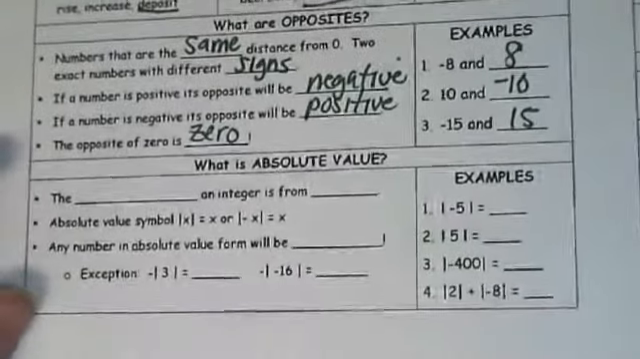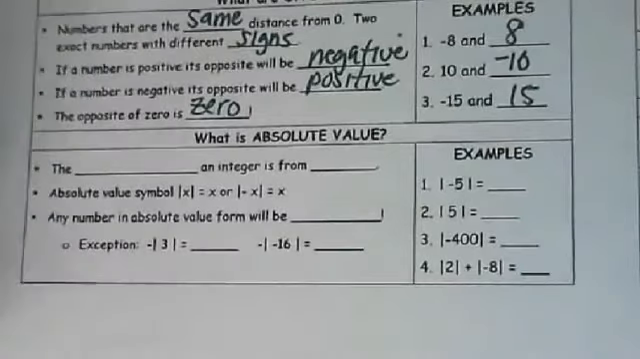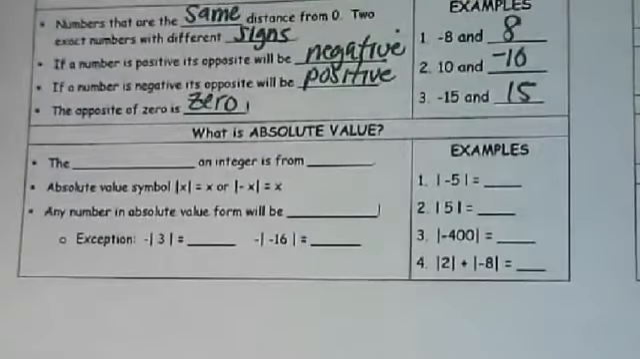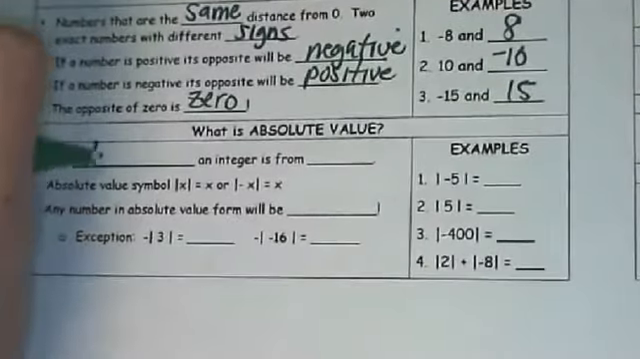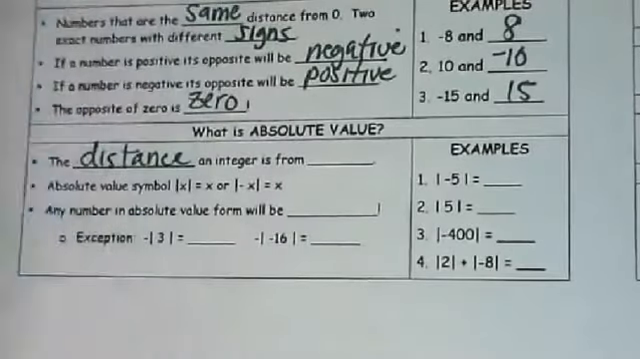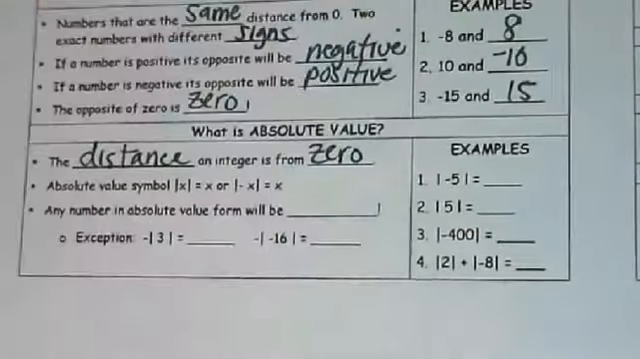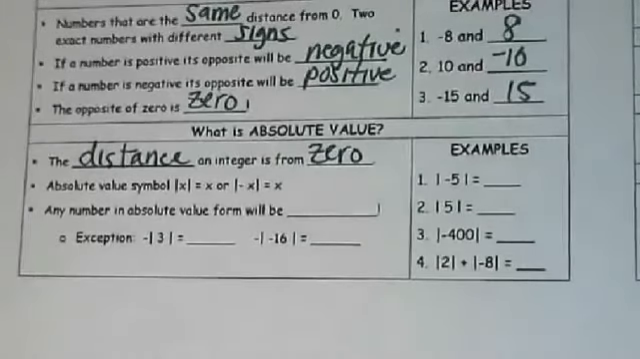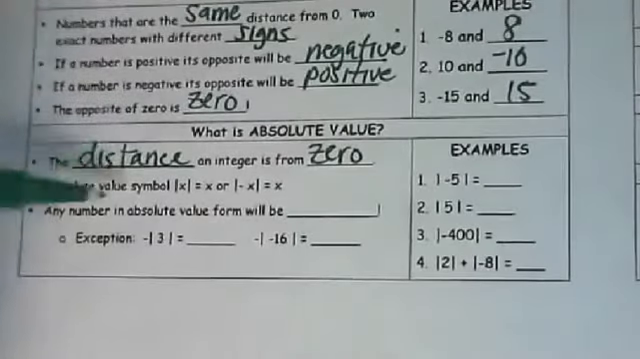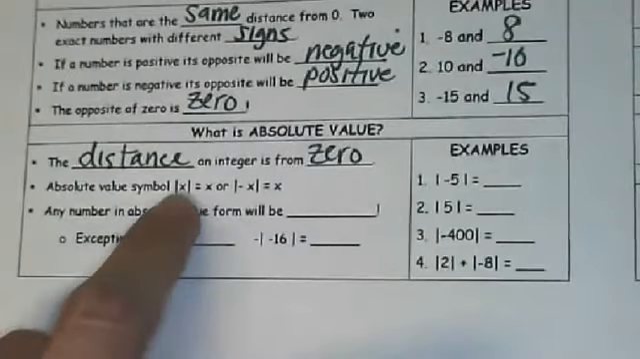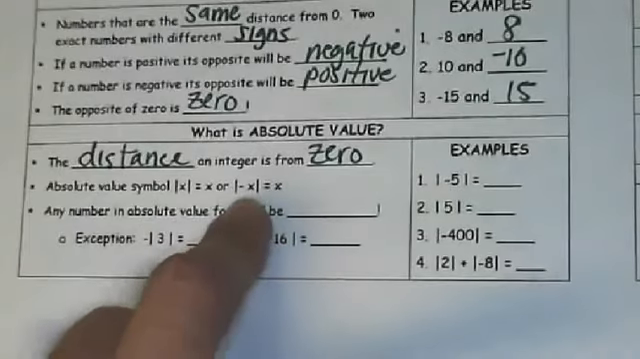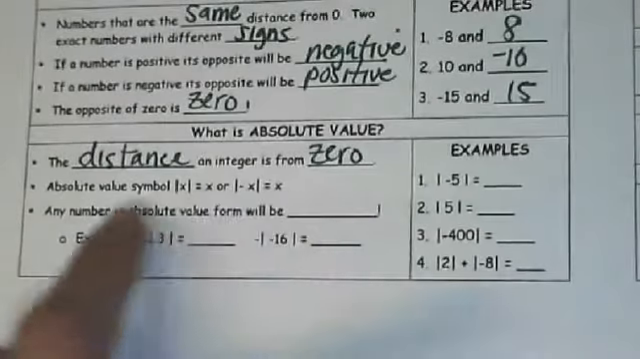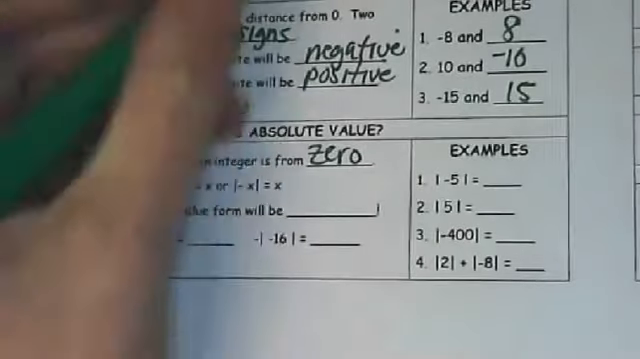Absolute value. So don't confuse. We also talk about absolute value this week in our warm-up. So absolute value. Don't confuse opposites with absolute value. Absolute value is the distance an integer is from 0. Remember, I told you that distance is always positive. So that means the absolute value of any value inside those absolute value symbols is always positive. So if I have a positive number inside my absolute value symbols, it's going to be positive. If I have a negative number inside my absolute value symbols, it's going to be positive. So any number in absolute value form will be positive. Okay?